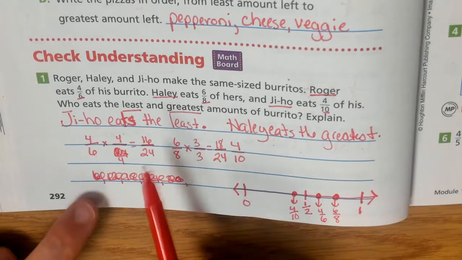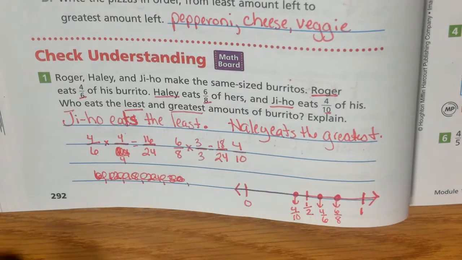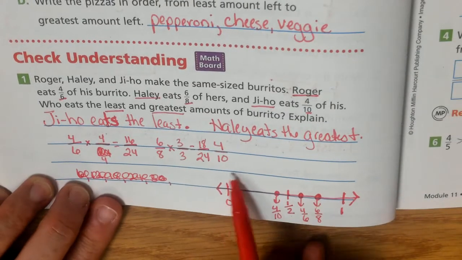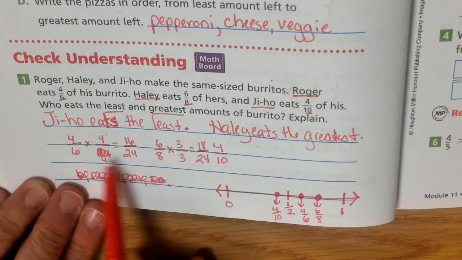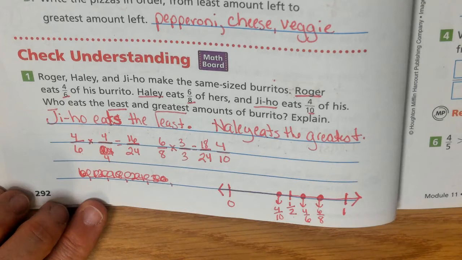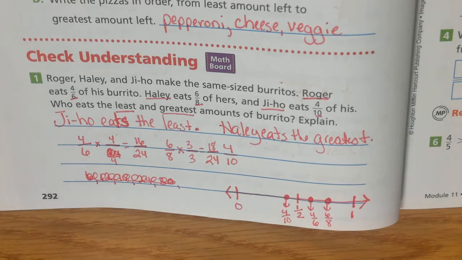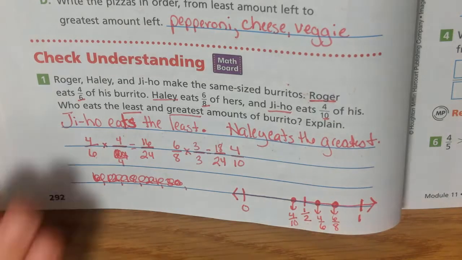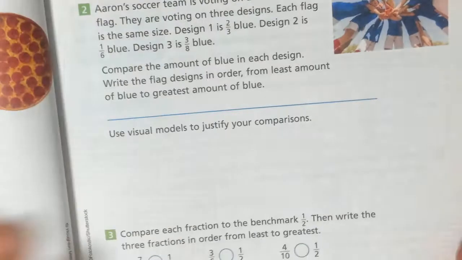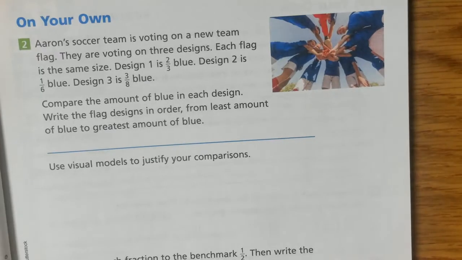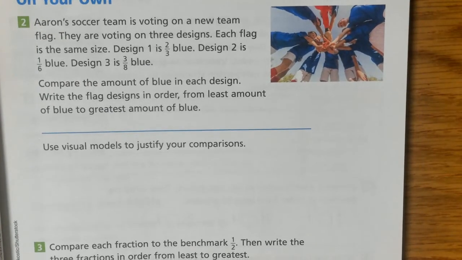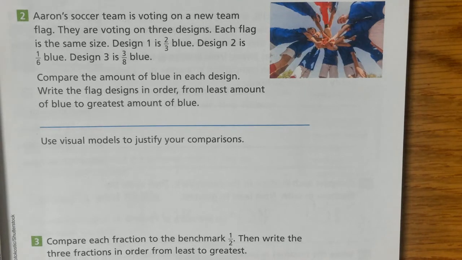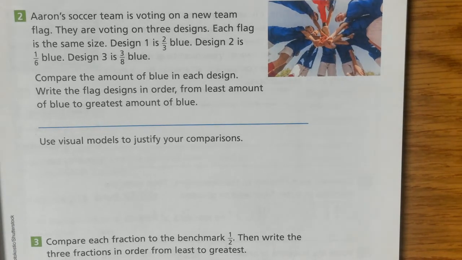Okay, and that's all they wanted. They wanted who eats the least and who eats the greatest. Our explanation I can show with my number line, and I can show by finding a couple with common denominators, with equivalent fractions. All right, so we're on the on your own section. And remember, if you want to do this on your own, you are welcome to pause the video and do it and then come back. If you want to stay right with me, that is awesome as well. And you can stay right with me and we'll do this together. Okay?